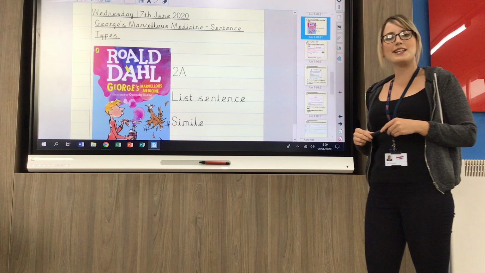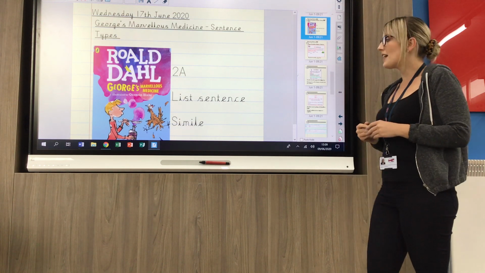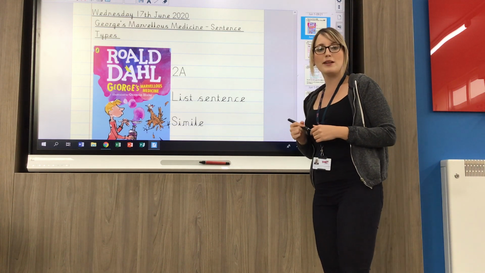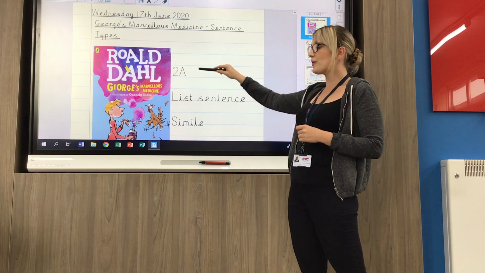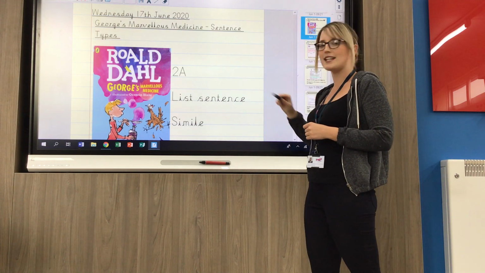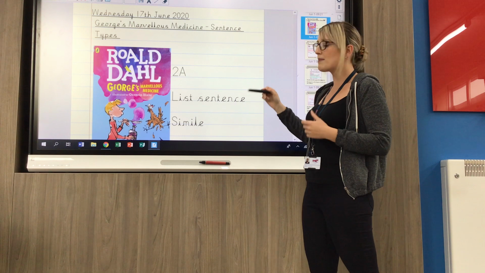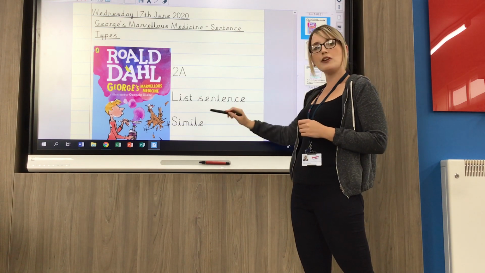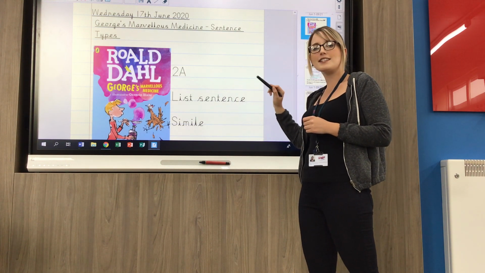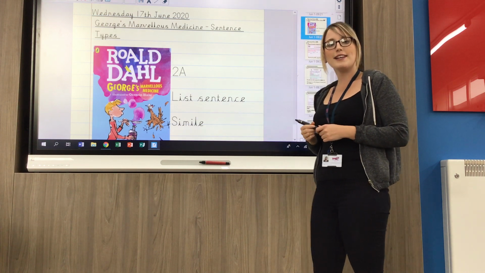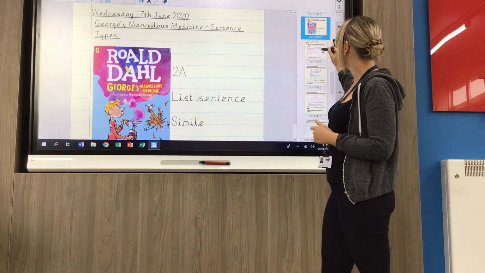Today we're going to be looking at different sentence types. Now these are all sentence types you should be familiar with. Some of you are looking at 2A and list sentences, and some of you, depending on what sheet you do, are doing all three. So 2A, list sentence and simile. Let's look at what each one is.